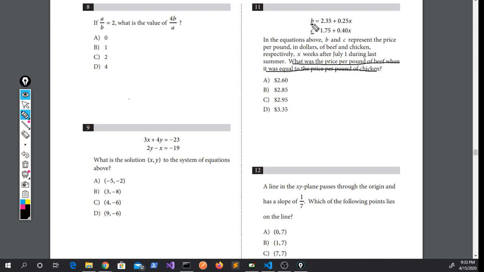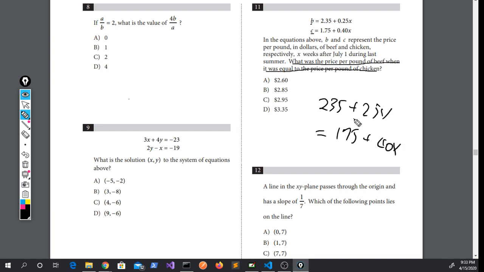Obviously, this is chicken, this is beef, right? And you basically set them equal to each other. Because it's decimal, and I don't like decimals, I'm going to convert it into whole numbers. 235 plus 25x is equal to 175 plus 40x.